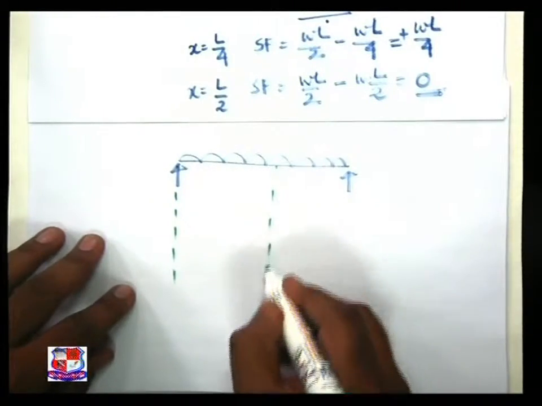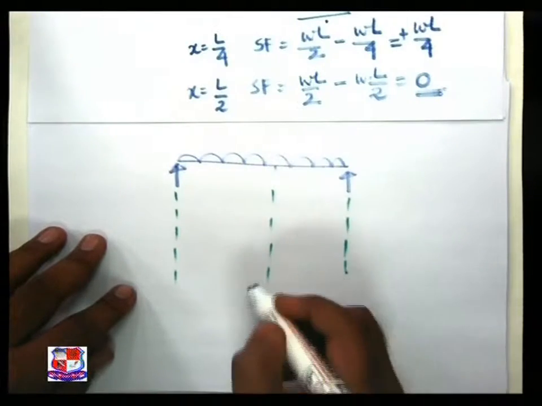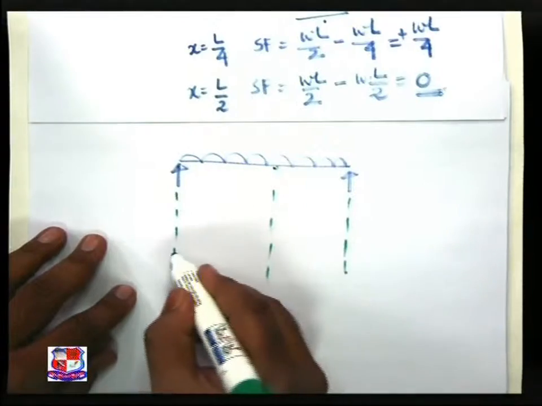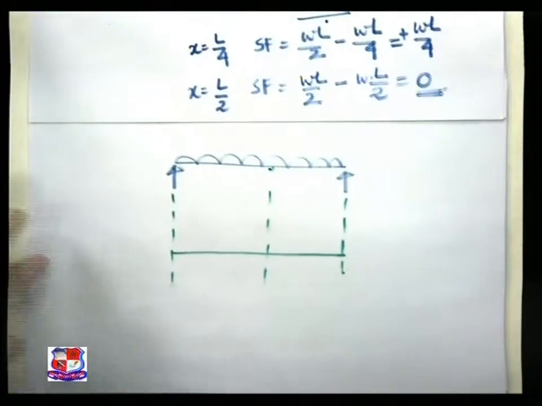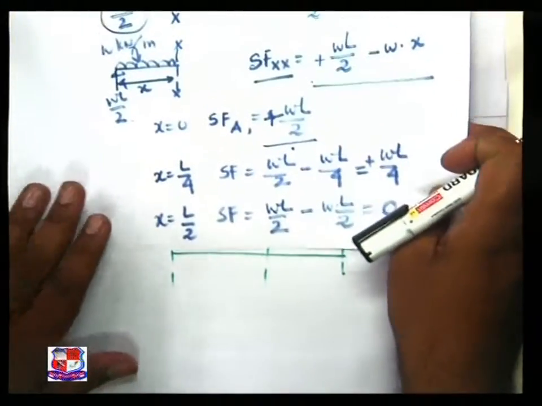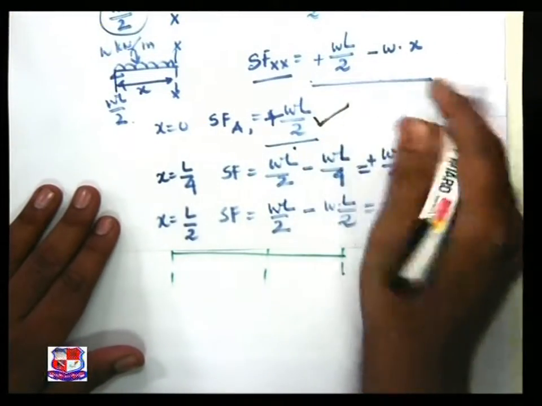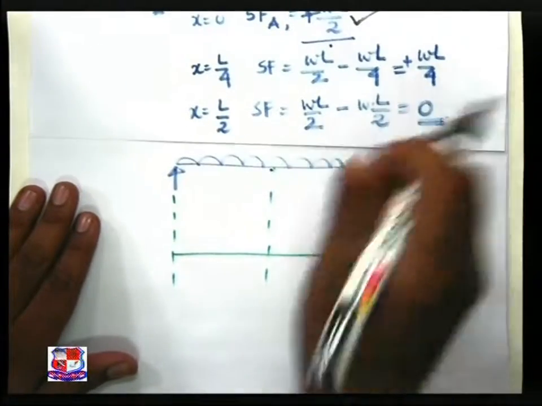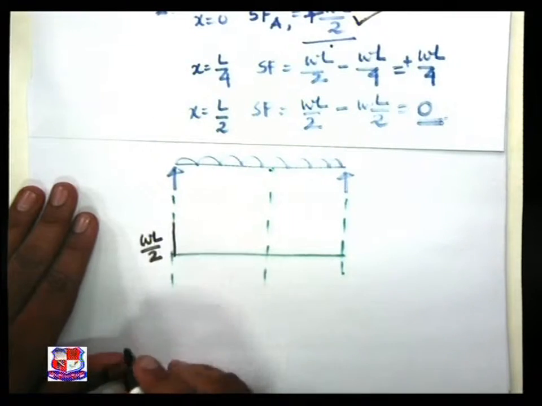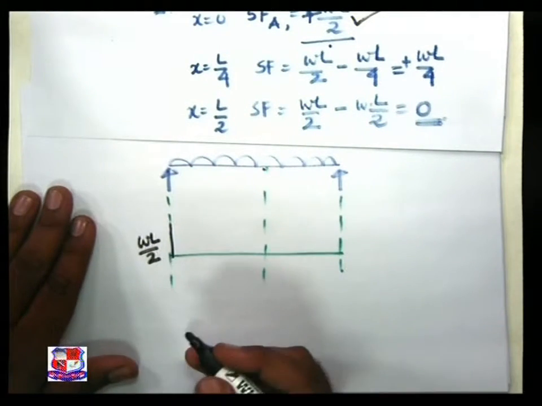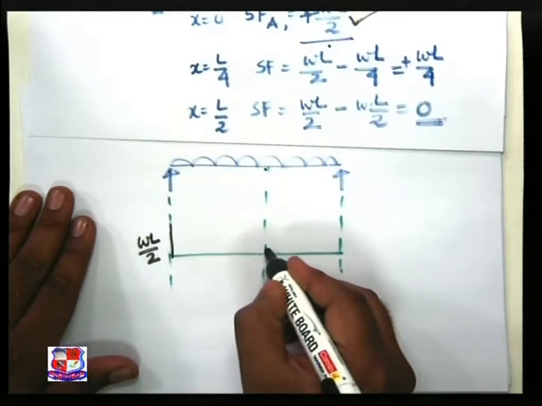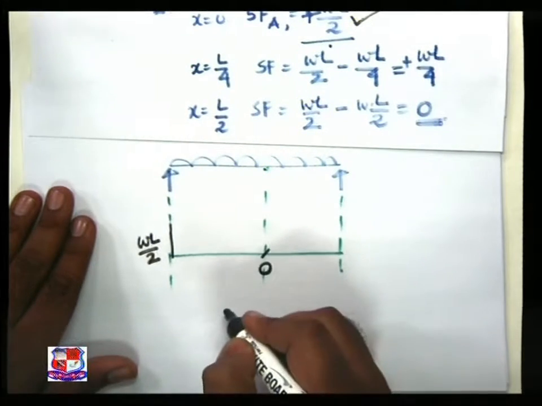At all the important points, dotted lines, this is the center point, my baseline. Now shear force at A is plus WL by 2. So at A, WL by 2. At L by 4, it is plus WL by 4, and at this center point it is 0.